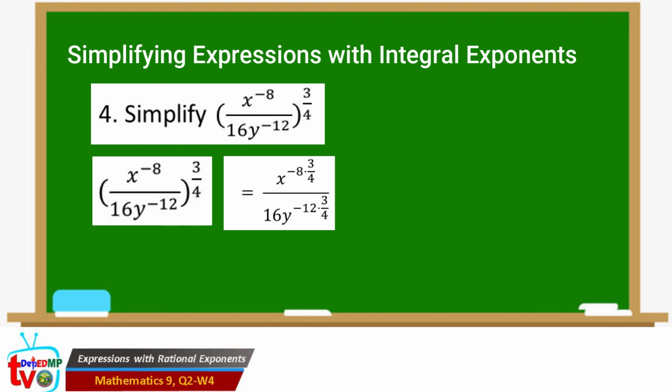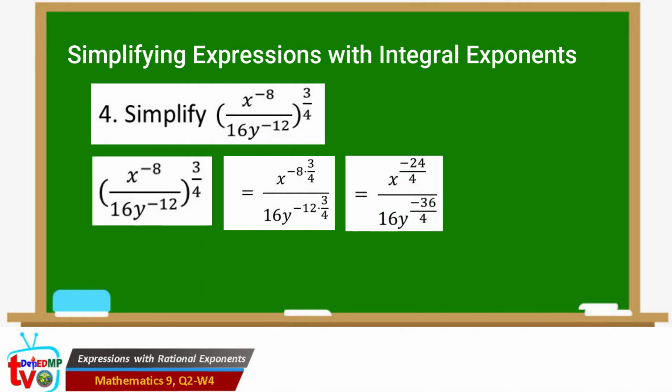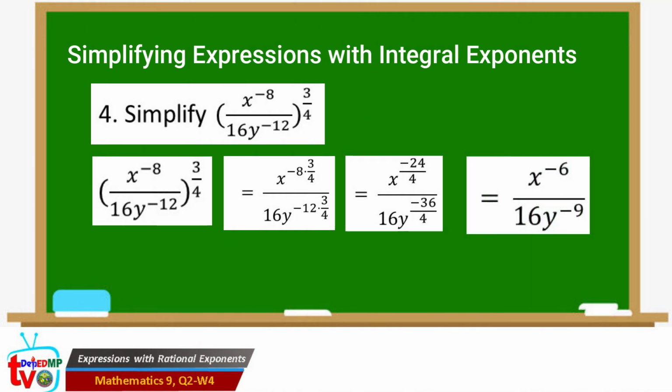Evaluating the rational exponents, x raised to negative 24 over 4 over 16y raised to negative 36 over 4. Dividing the rational exponents, it becomes x raised to negative 6 over 16y raised to negative 9. The expression will be y raised to 9 over 16x raised to 6.